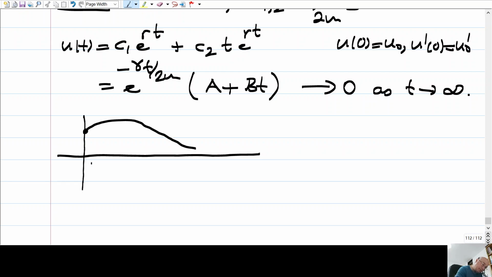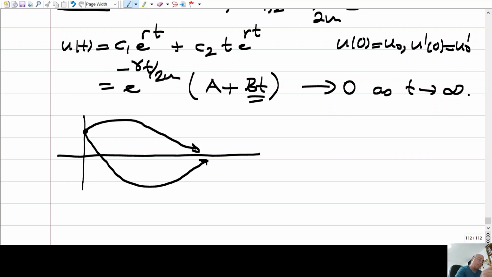Again it will be something like this. Because of this, it may go maybe a little bit more upward, but eventually this term will beat that out and make the function very small, and it will go to 0 as t increases.